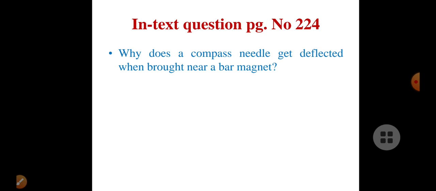In text questions, page 224: why does a compass needle get deflected when brought near a bar magnet? We already discussed that, as we know, a compass needle has a tiny magnet inside it, and when we bring it near the bar magnet, then both magnetic fields, that of the compass needle and that of the bar magnet, interact with each other, and due to that interaction the compass needle gets deflected. So you have to do these in text questions also along with your notes in your fair notebooks.